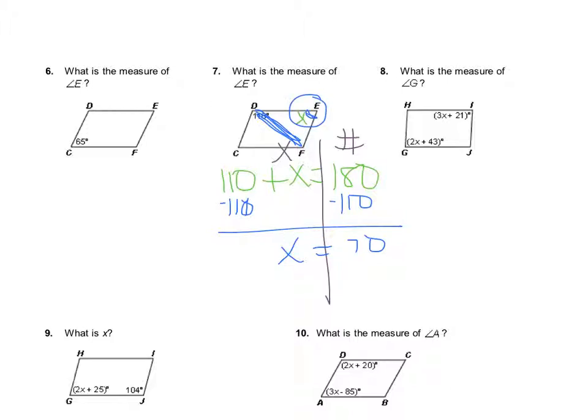I know I'm not supposed to do 6 with you because that's what you're supposed to do on your own, but it does say what is the measure of angle E. Well, angle E is across from C, so these two are going to be congruent. So angle E is going to be 65.